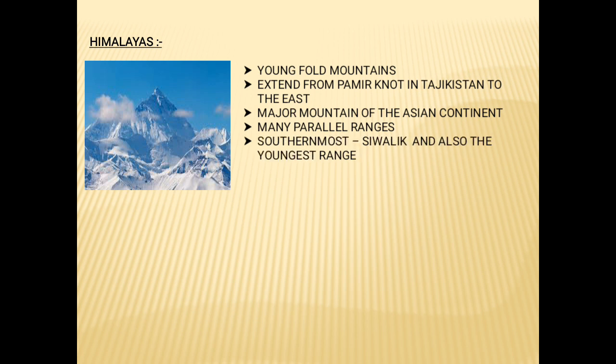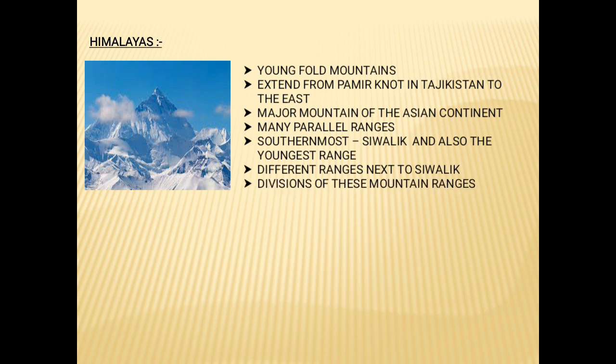The southernmost is known as Sivalik. It is also the youngest range. Next to Sivalik are lesser Himalayas, greater Himalayas, that is Himadri, and trans-Himalayan ranges from south to north. These ranges are young to old respectively. These mountain ranges are also divided into Western Himalayas or Kashmir Himalayas, Central Himalayas or Kumaon Himalayas, and Eastern Himalayas or Assam Himalayas.